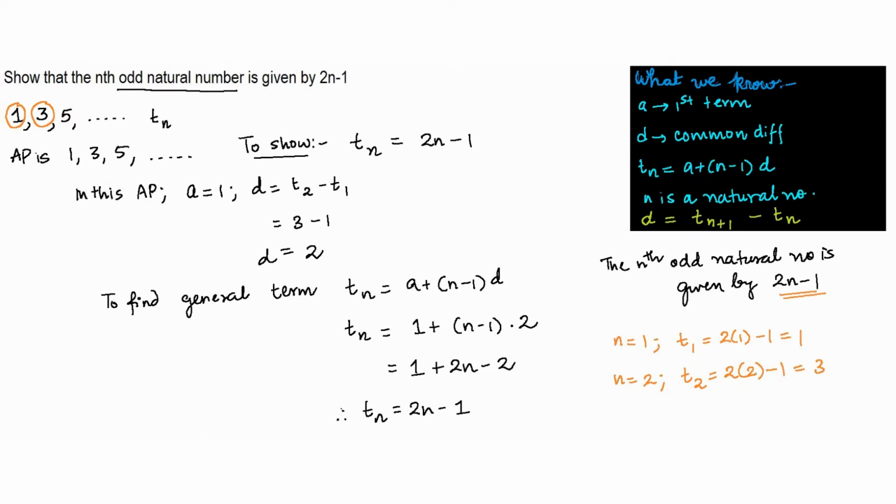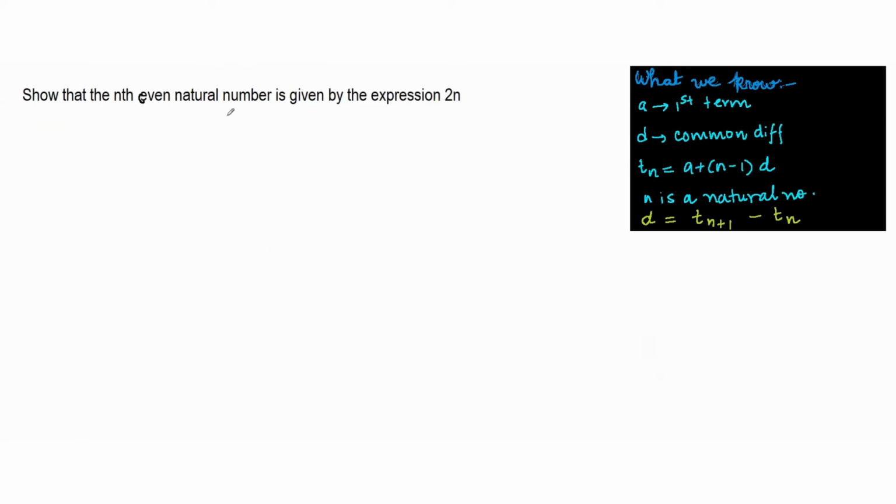Moving on to the next question. We have to show that the nth even natural number is given by the expression 2n. So which are the even natural numbers? The smallest even natural number. So of course natural numbers start from 1. But I want the natural number to be even. So the smallest natural number which is even is given by 2.